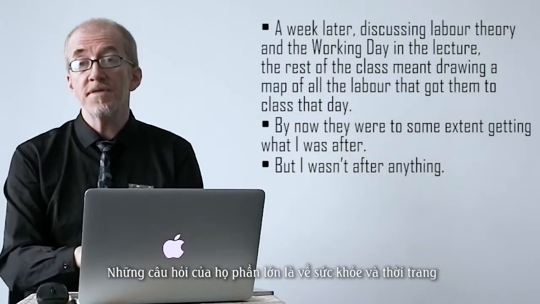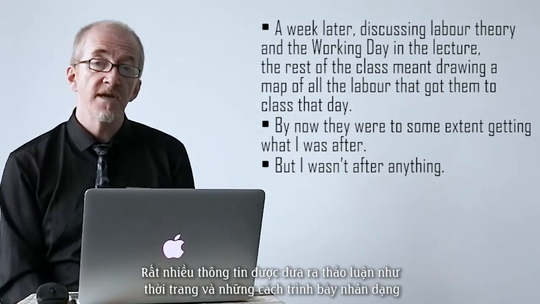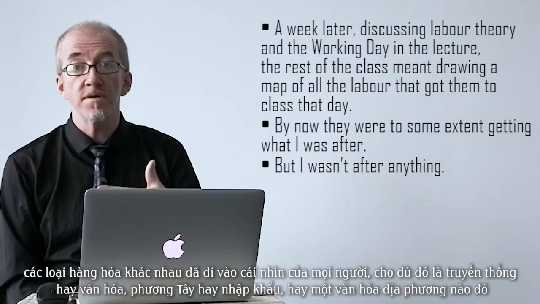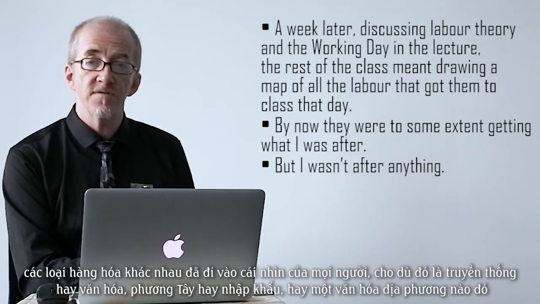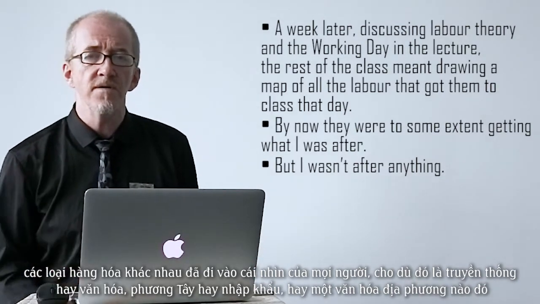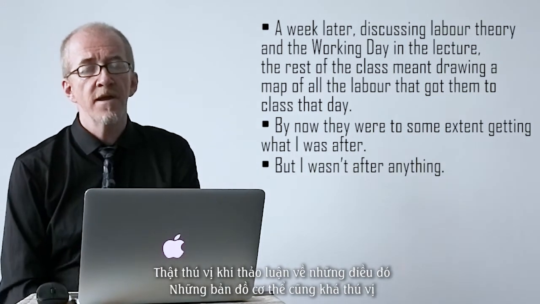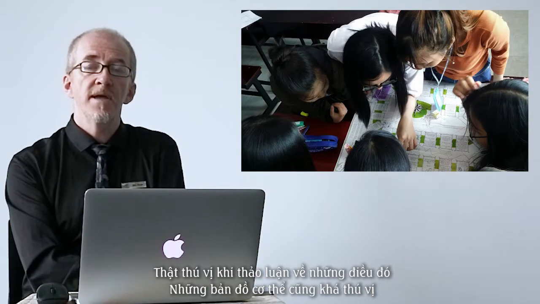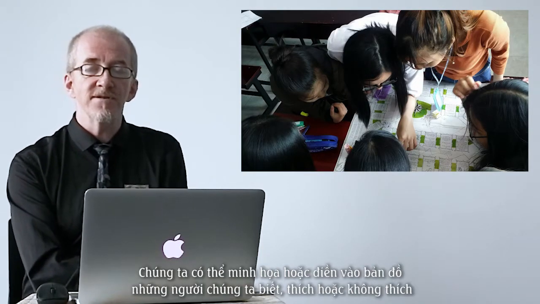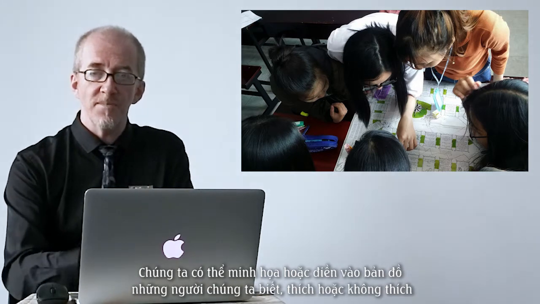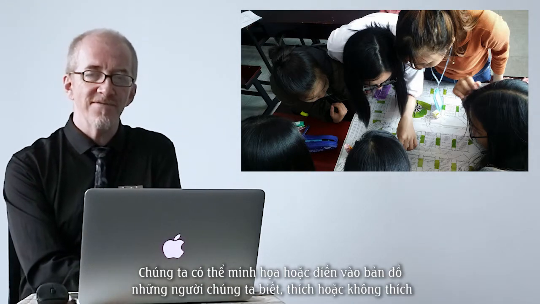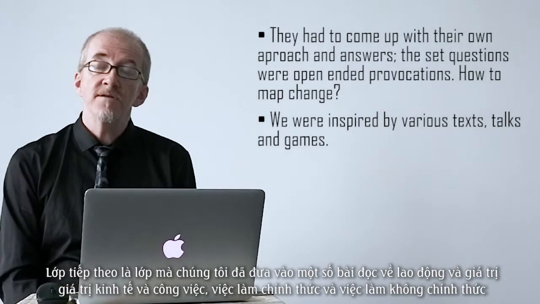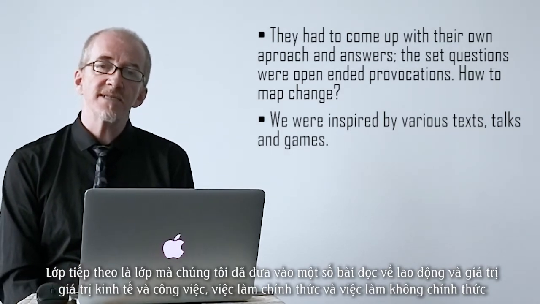So it was largely about health and about fashion, and a lot about fashion, different kinds of identity presentation, different kinds of commodities that went into the look that people had, whether it be traditional or cultural or Western or modern or a subculture or something. It was very interesting to have that for discussion. And the maps of bodies were also quite good fun, because we could illustrate and populate the maps with people we knew or liked or disliked.